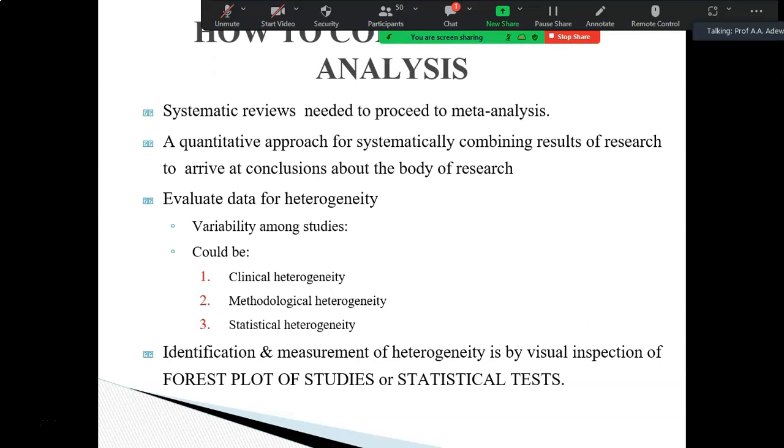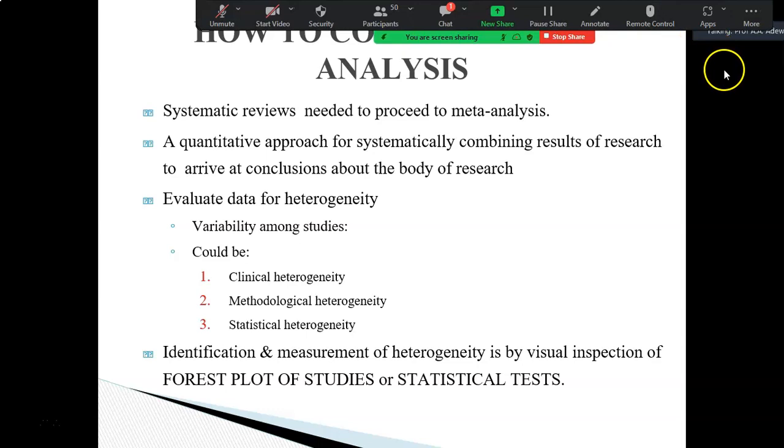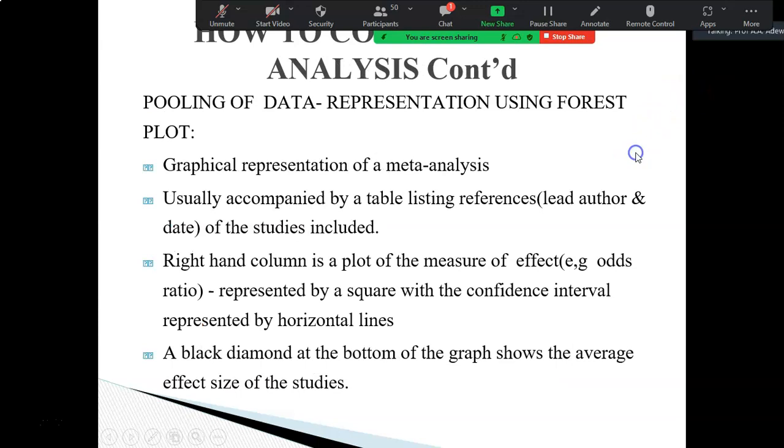How do we conduct meta-analysis? Like I said, systematic review will be needed to proceed to meta-analysis. So the very first part is to do systematic review, then a quantitative approach for systematically combining results of research to arrive at conclusions about the body of research. After you have conducted systematic review, you now evaluate your data for heterogeneity. Variability among studies could be clinical, methodological heterogeneity, and statistical heterogeneity. I've discussed this in my previous slide.